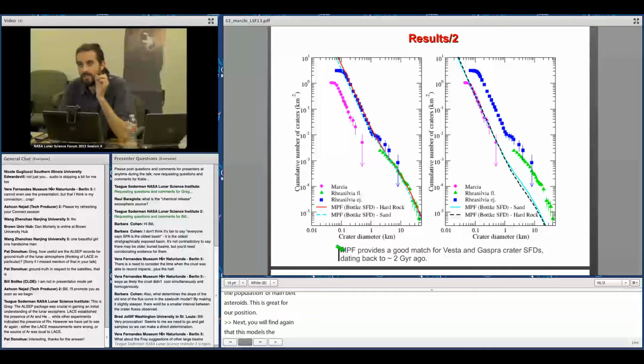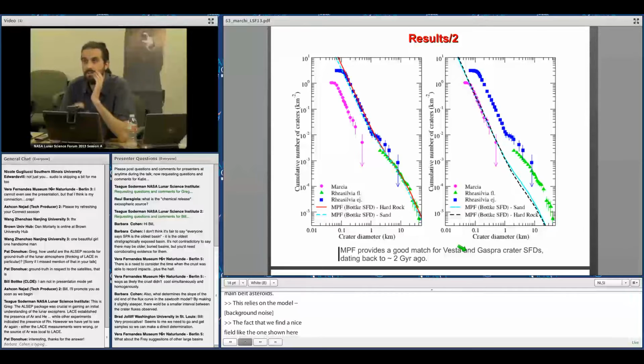And I want to drive your attention to the fact that, as I said, we do not have direct measurements of the size frequency distribution of small main belt asteroids. So clearly, what we do here is rely on a model which gives us the shape of the impactor size frequency distribution, even if we have no measurements. And the fact that we find a very nice fit, like the one shown here, indicates that those models are actually pretty good.